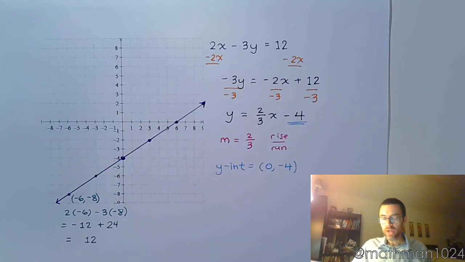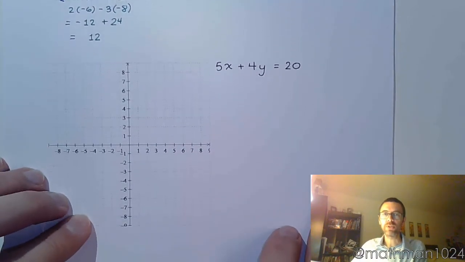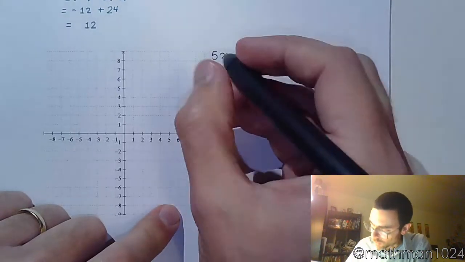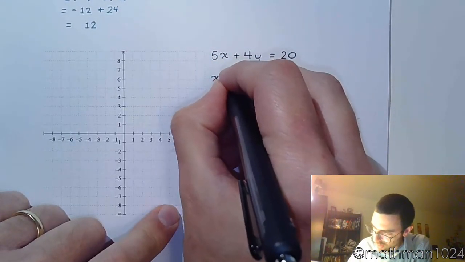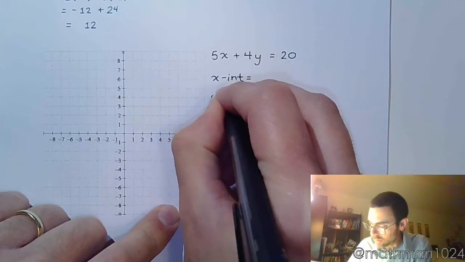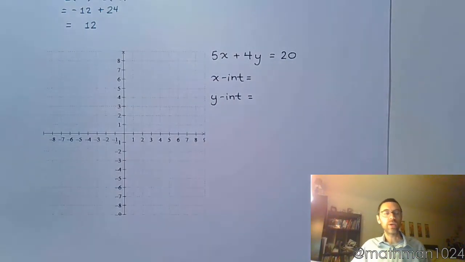All right? Now, for this next problem, I want to look at things just a little bit differently. So here we have 5x plus 4y equals 20. And what I want us to do is I want us to identify first the x-intercept and the y-intercept. There will be problems that you come across in the homework where they ask you for the x and the y-intercepts, and they're going to ask you to graph using those 2 points.